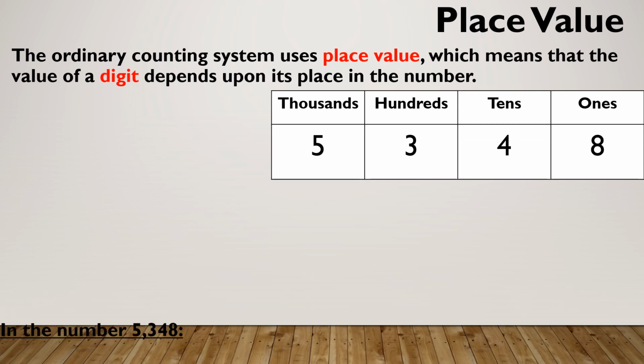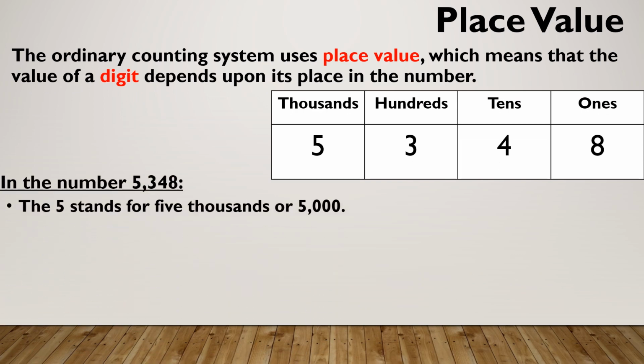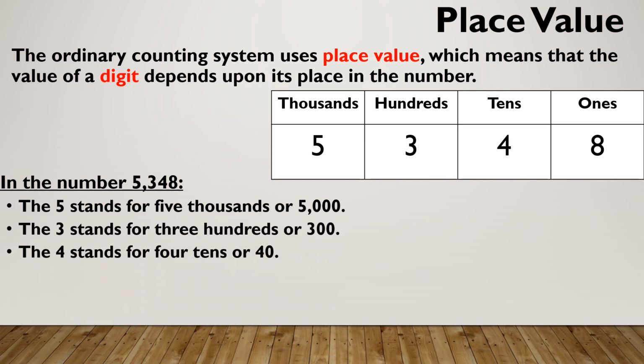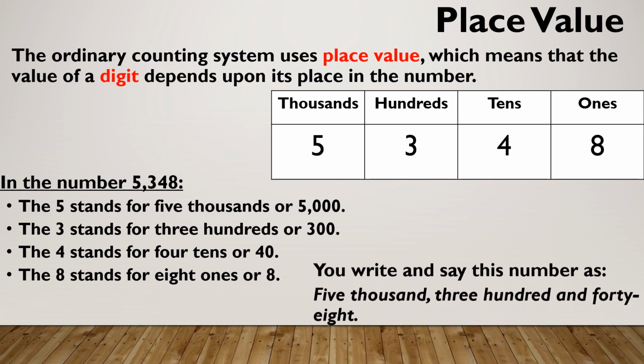So in this number, we've got 5 thousands, 3 hundreds, 4 tens, and 8 ones. So altogether, this would be 5,348. If you notice, when we're talking about the individual digits, this 5 is in the thousands section. So it's 5 thousands. We wouldn't say that when we speak it, we would say 5,000, but if we're asked about that 5 on its own, that 5 is 5 thousands.